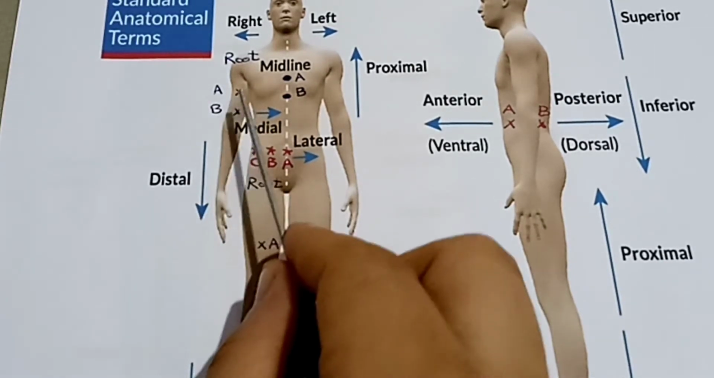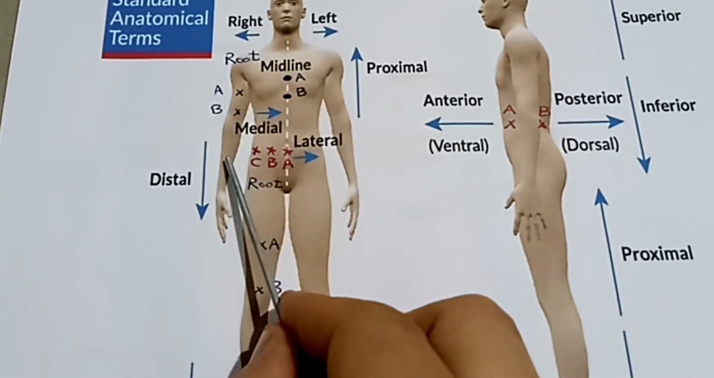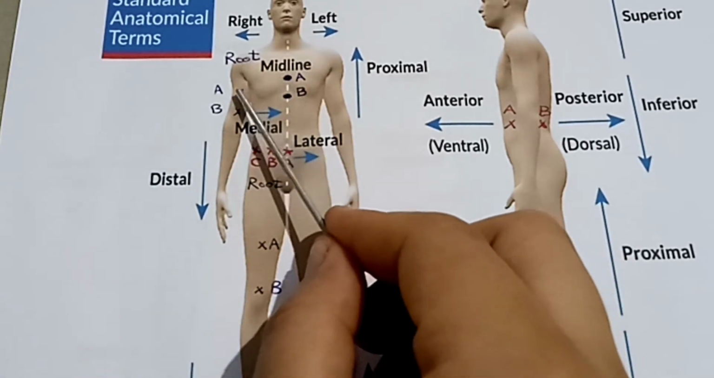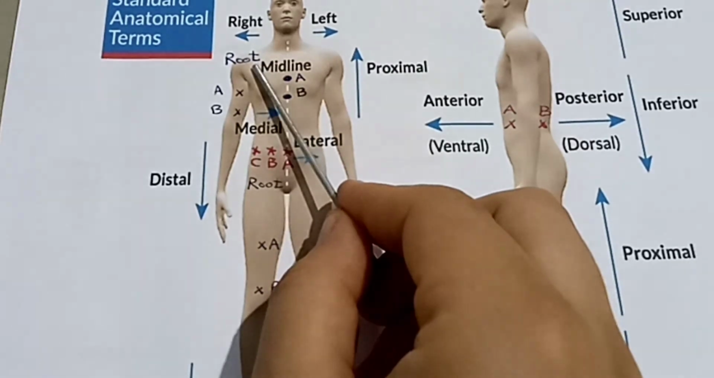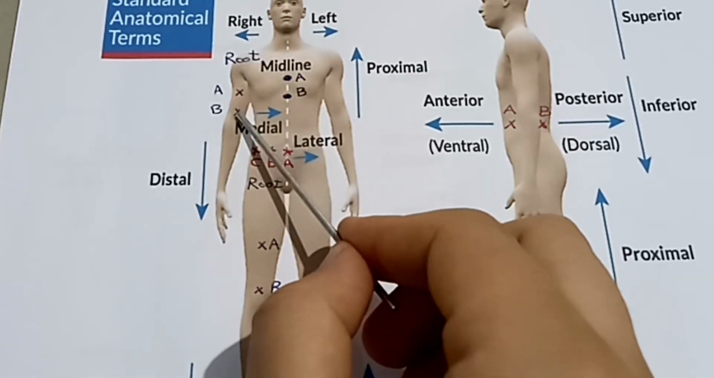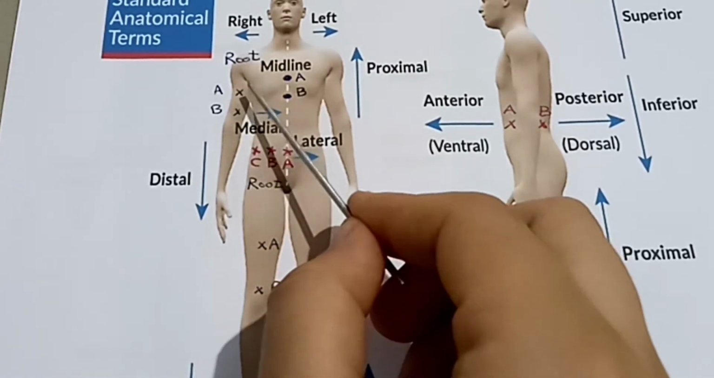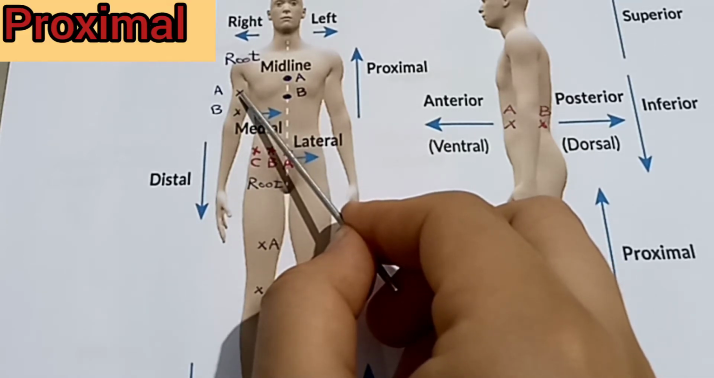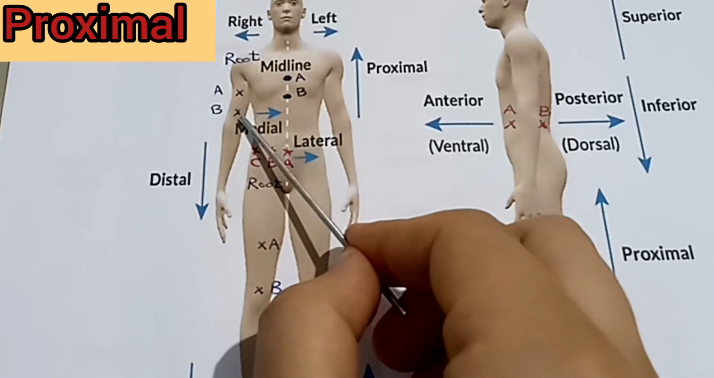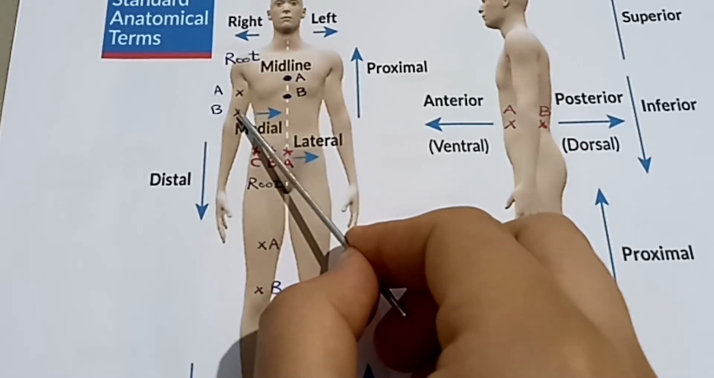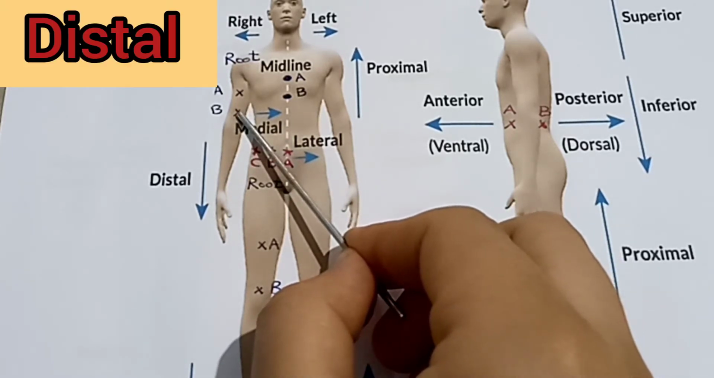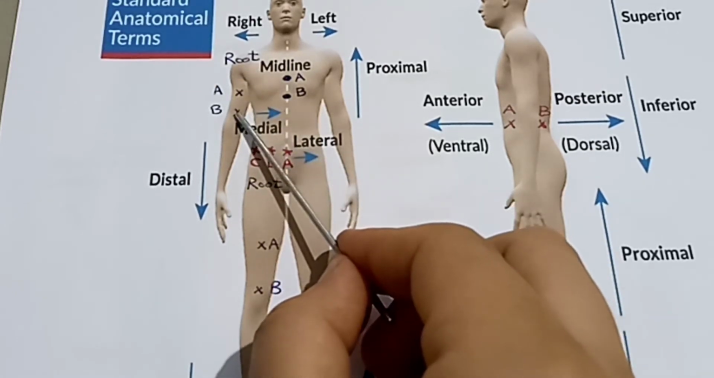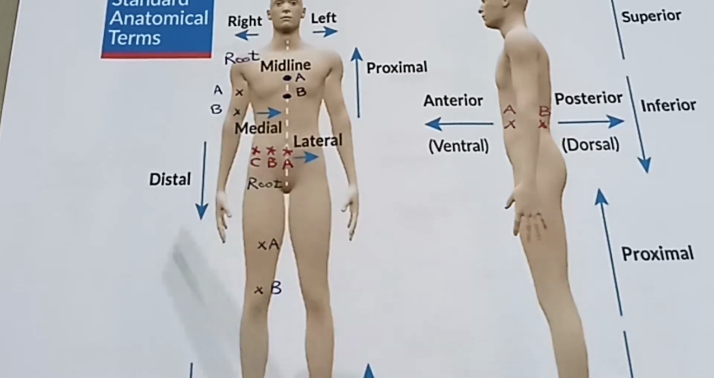When you have two structures in a limb, in the upper limb or the lower limb, one of them is close to the root, while the other lies away from the root. The structure near the root is described with the word proximal, while the structure away from the root is described with the word distal. So proximal means near the root, while distal means away from the root.